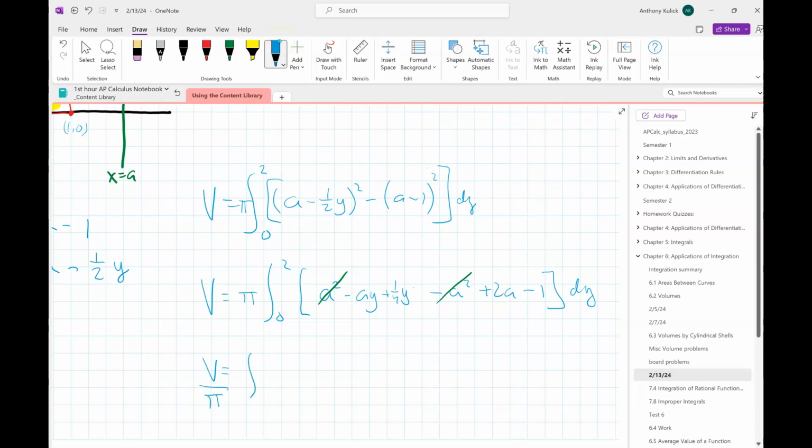I'm going to divide that pi over. And let's see, I have minus a times y squared over 2, plus 1/4 y squared, so that should be y cubed over 3, plus 2ay minus y, from 0 to 2.